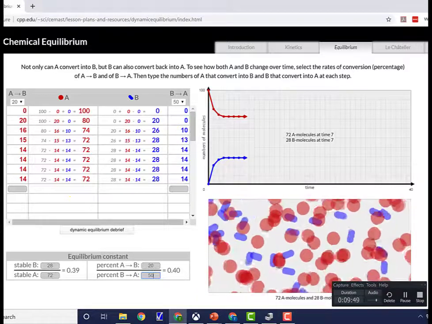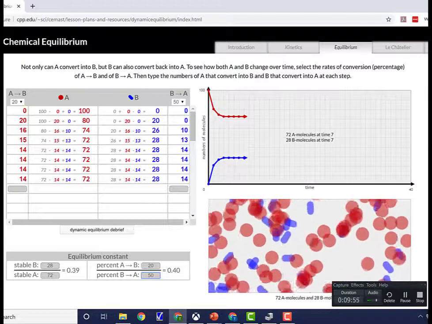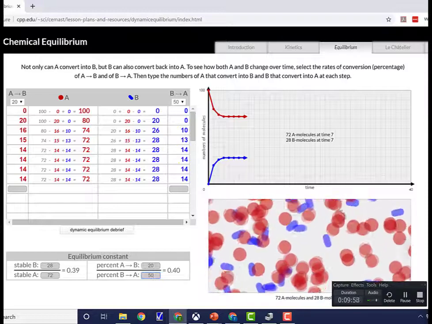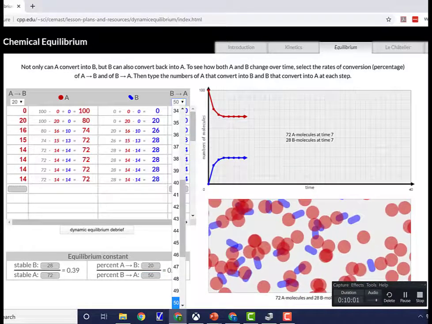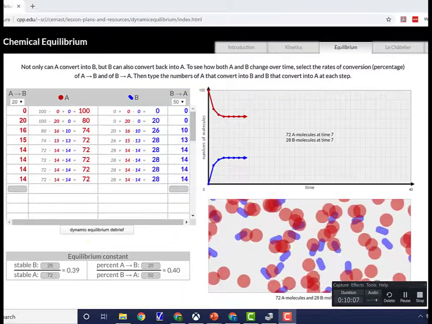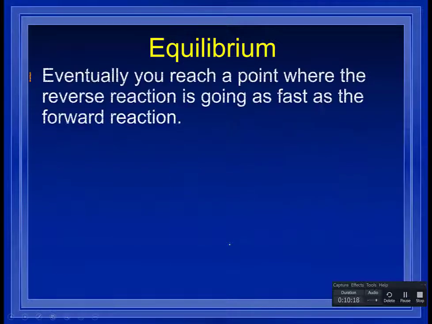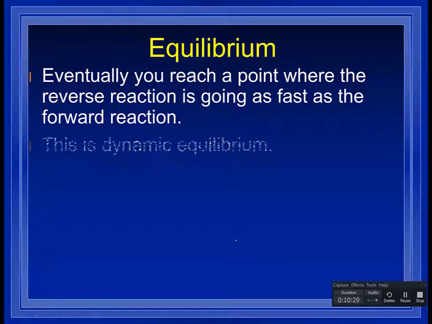But now, if I had started at a different place, I would have done the same thing. The A would have gone down, the B would have gone up, but they would have run into each other at a different part. So that's how you end up with a reaction that's running but not changing. So the forward reaction gets used up, so it slows down. The products build up, so the reverse reaction speeds up. Eventually reach a point where the reverse reaction is going just as fast as the forward reaction. So you're turning products into reactants just as fast as you're turning reactants into products. So everything's going to stay where it's at.